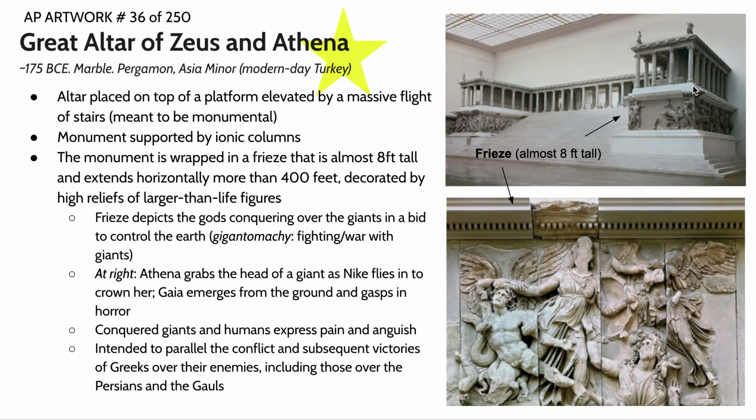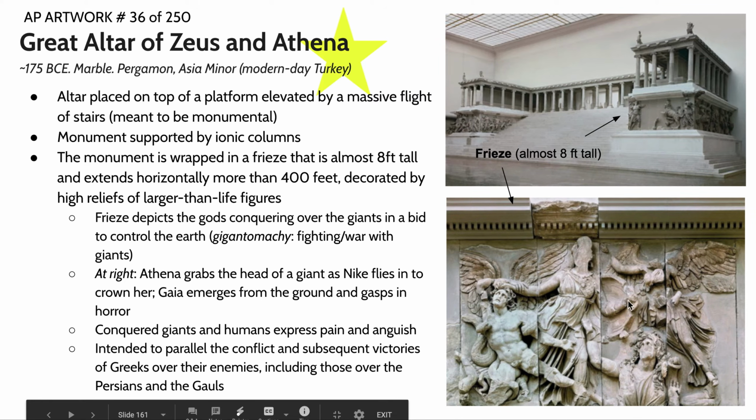The monument itself is supported by Ionic columns. This frieze, which you would typically expect on the top margins above the architrave of the building, is instead being transported down here and enlarged. This is what I mean by the rules of architecture being broken in the Hellenistic period. And the frieze itself extends for almost 400 feet, decorated by these high relief sculptures of these figures.